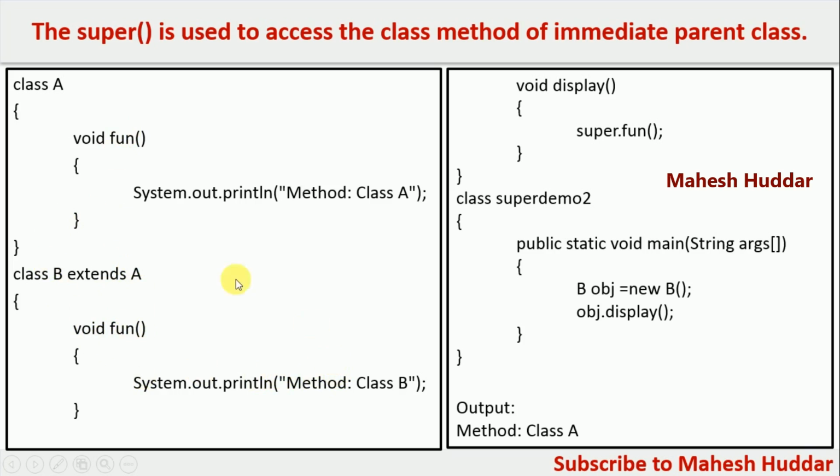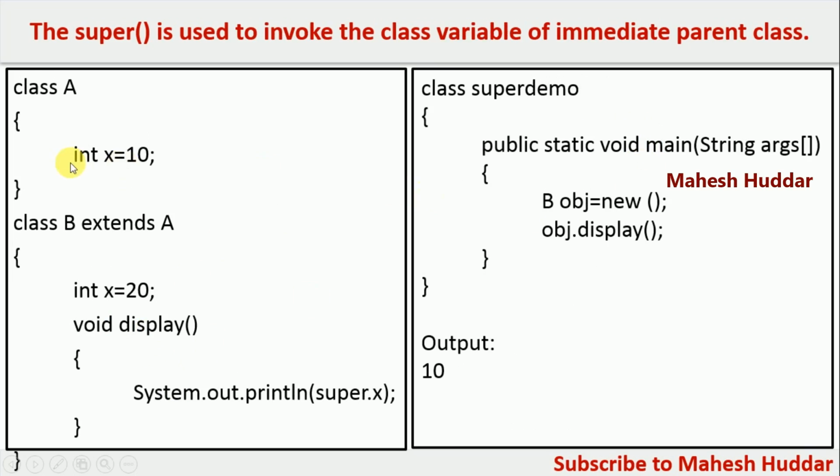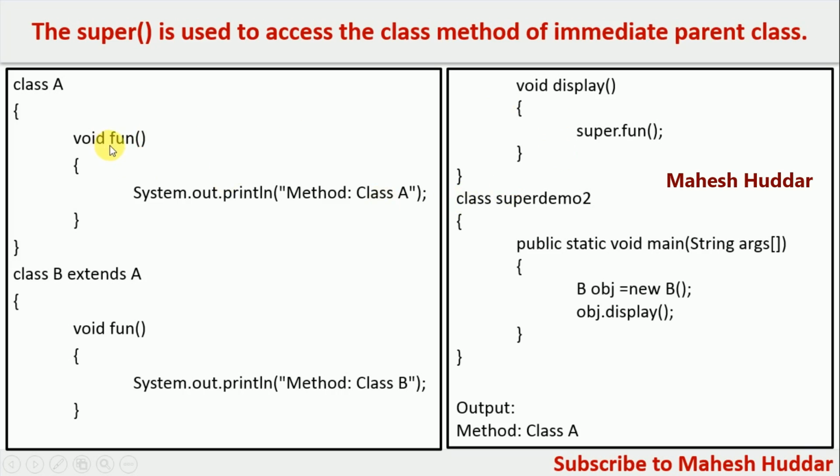Now if I try to access this particular fun function with the help of object of class B, I will get this particular method. But for some reason I want to access this one, that is the parent class fun function. In such case I have to use super.fun. If I use super.fun, the parent class fun will be called rather than the class B fun in this case. So that is the second way in which we can use the super keyword. The first method we can use to access the parent data member. Second one is used to access the parent method in this case.